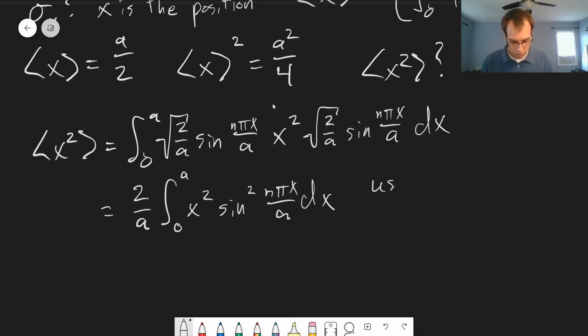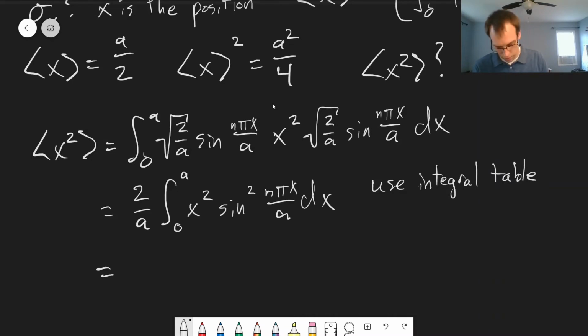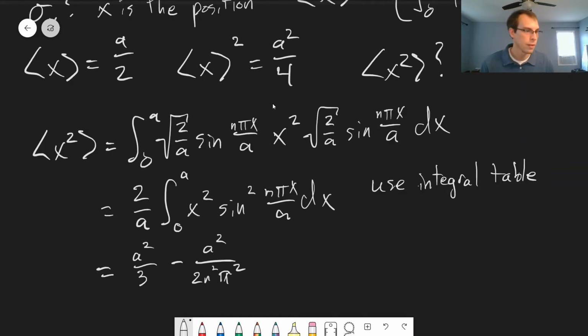We can use an integral table to solve this: x squared times sine squared. We'll just get to the final solution. So we end up with a squared over 3 minus a squared over 2 n squared pi squared. I'm skipping a bunch of steps there, but you can solve this on your own if you would like to.